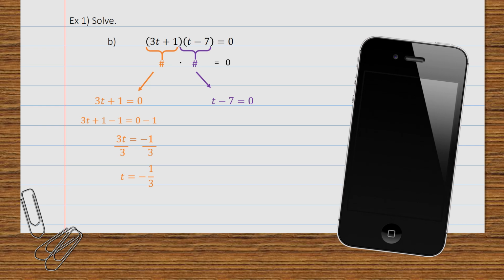Now looking at your second equation, t minus 7 equals 0, we need to solve for t. To do that, we need to add 7 to both sides, and we find t equals 7. And there are your two solutions. You could take the time now to check your answers to guarantee that you are correct.